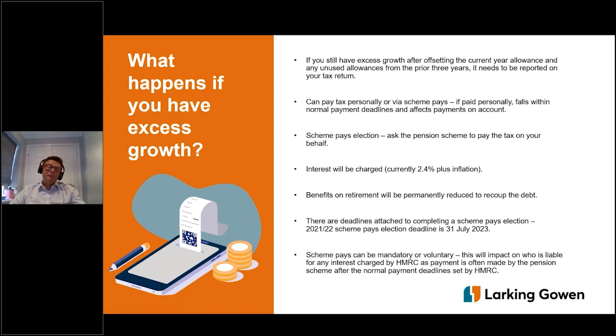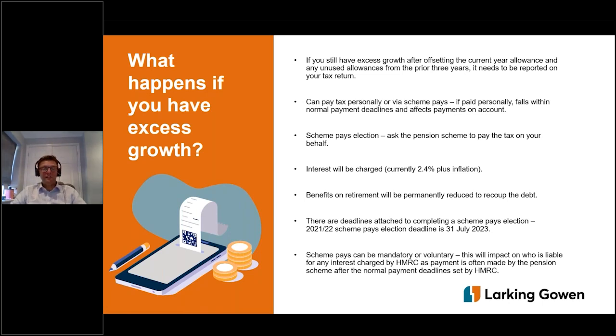Whereas if you go for a scheme pays election, you are just paying the tax on your earnings as normal. There's no tax payable on the tax arising on the pension growth in excess of the annual allowance that you are entitled to. However, it doesn't come without cost, as you would expect.